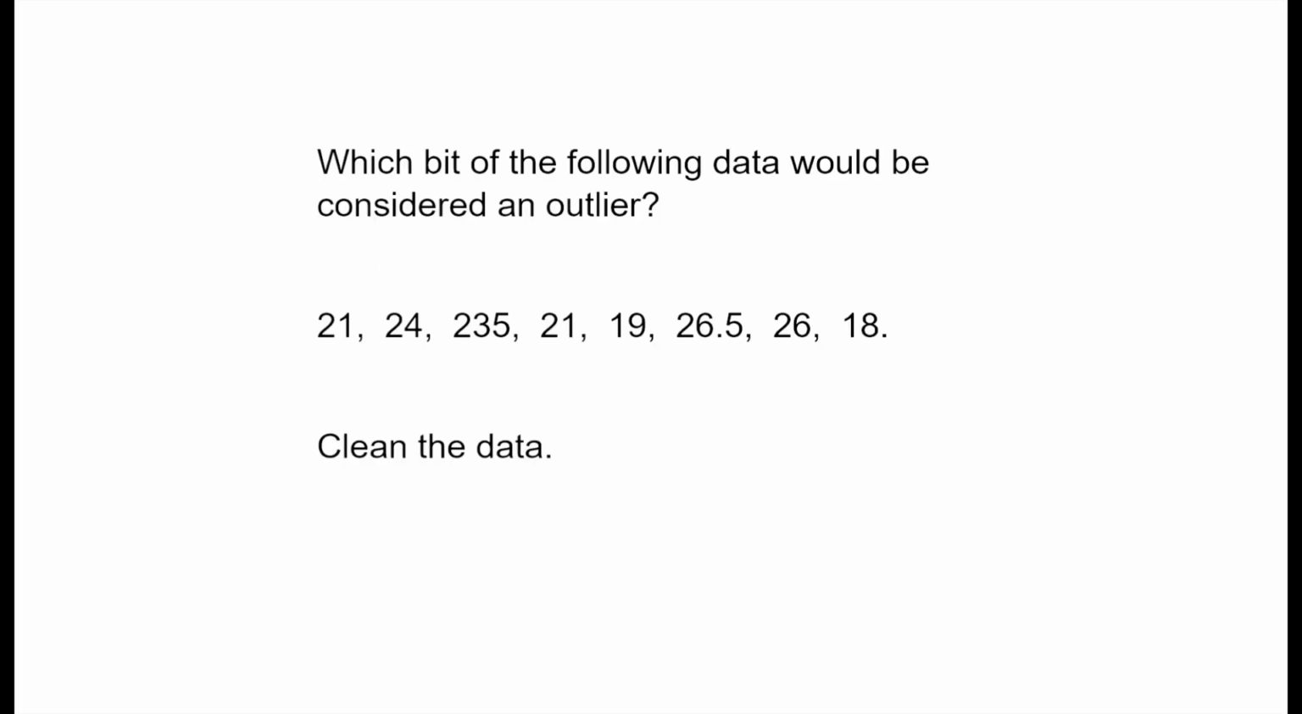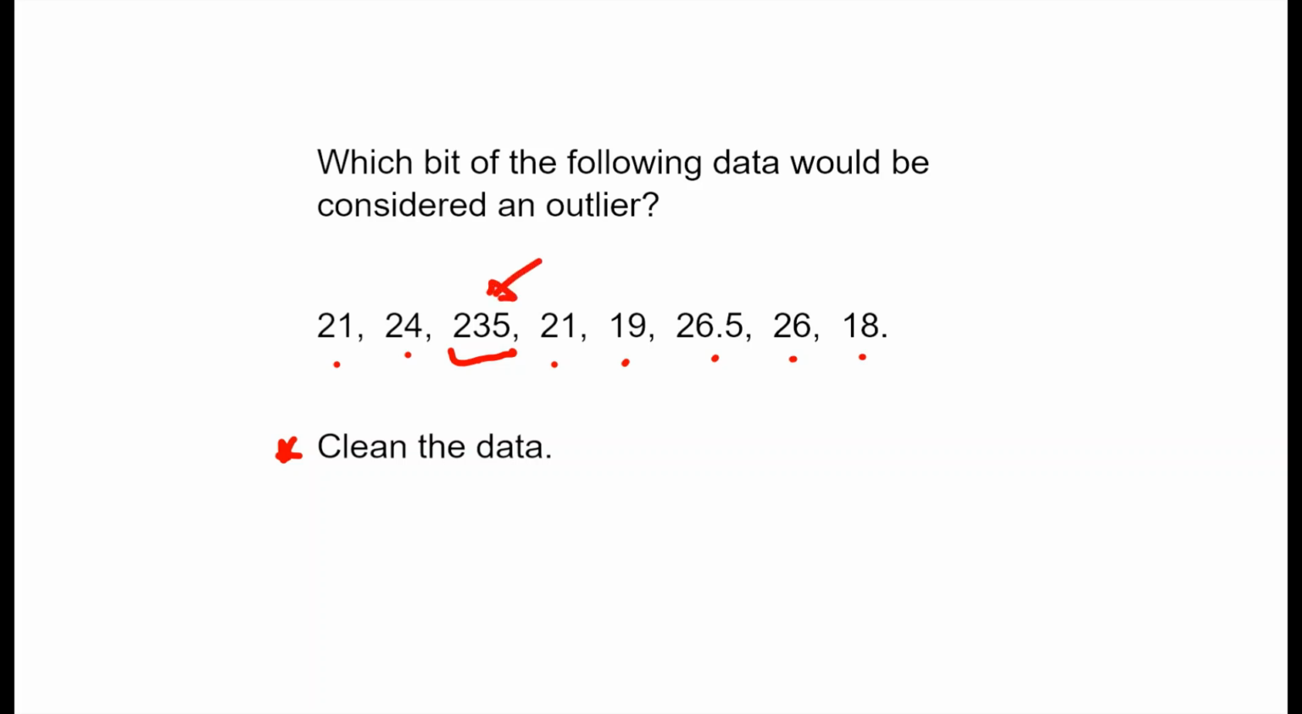So if we look at an example, which bit of the following data would you consider an outlier? And then it's asking us to clean the data. So if we look at our data, we've got 21, 24, 235, 21, 19, 26.5, 26, and 18. Now, if you look at this data, there's one value that's grossly bigger than the others, which would be the 235. So we could say that is our outlier. That does not belong there.